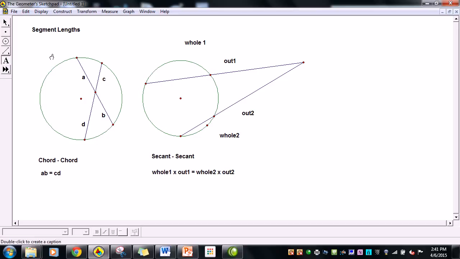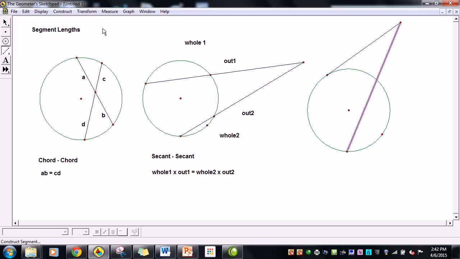And then the final rule is the tangent-secant rule. This is a little bit different. We have a tangent, and I'll just draw what looks like a tangent there. And then we have a secant here. So I'll call that the tangent-secant rule. Here's our tangent, and here's our secant.